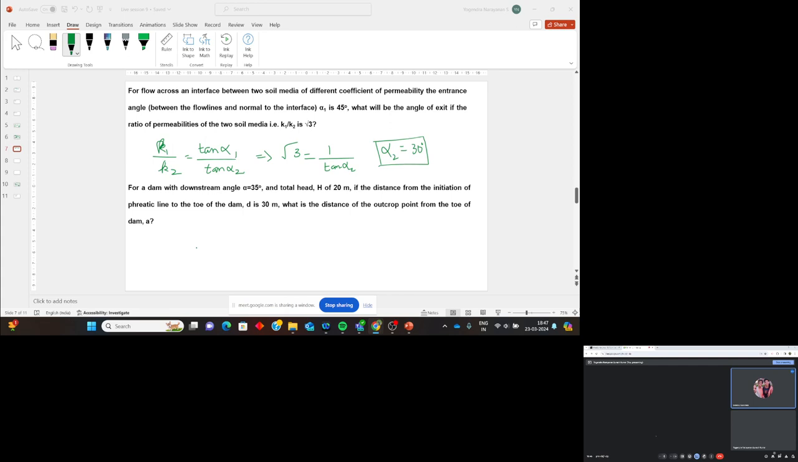A is defined as D by cos alpha minus root over D square by cos square alpha minus H square by sin square alpha.